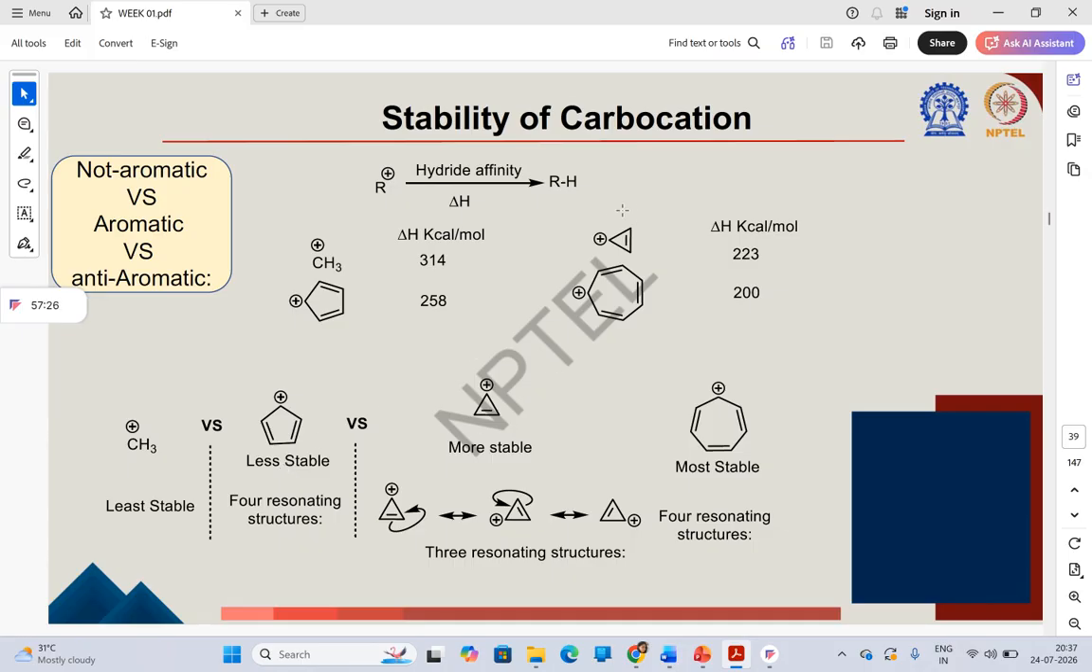And talking about the cyclopropene carbocation, here we can see that 2 pi electrons are there, which follows the 4n plus 2 rule. So this is aromatic, and that's why it is stable. And talking about the last one, cycloheptatriene, in this case, because three double bonds are there, it follows the rule for aromatic compounds, so this one is also aromatic, that's why it is more stable.